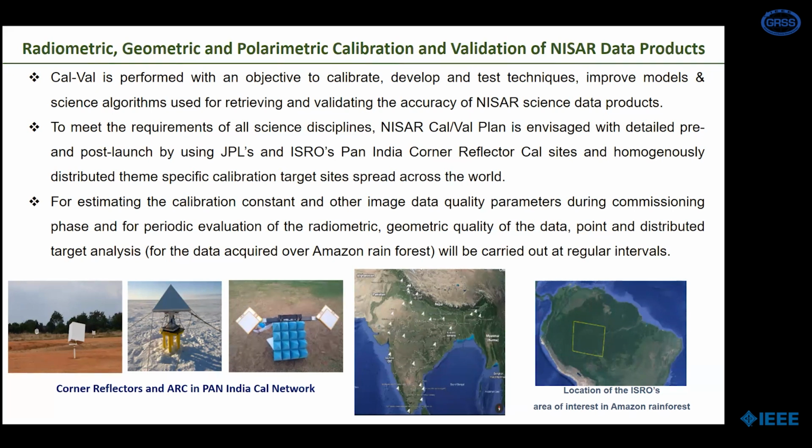And apart from that, globally we have Cal/Val sites, because we have collaboration with NASA also. So the team will calibrate the L and S band both radiometrically and geometrically in the commissioning phase and also in the science phase. Apart from the point target and distributed target, we have different themes in NISAR, like agriculture, and theme-wise science targets are also defined. They are in place. So whatever information products come in the L4 will be validated using those sites in the science phase as well as in the commissioning phase.